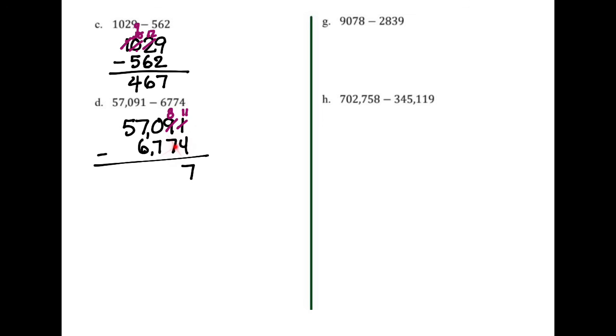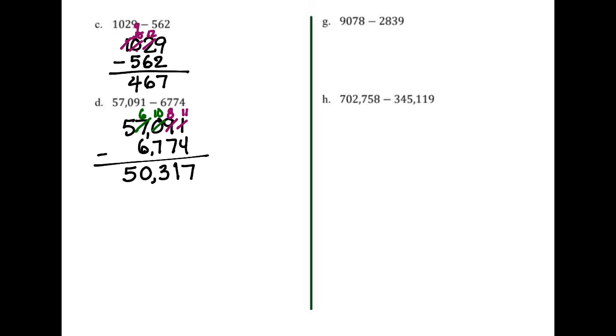8 minus 7 is a 1. 0 minus 7 can't do it, so we have to borrow. So the 7 is a 6, and the 0 is now 10. So 10 minus 7 is 3. 6 minus 6 is 0. And 5 minus nothing is 5. So it's 50,317.